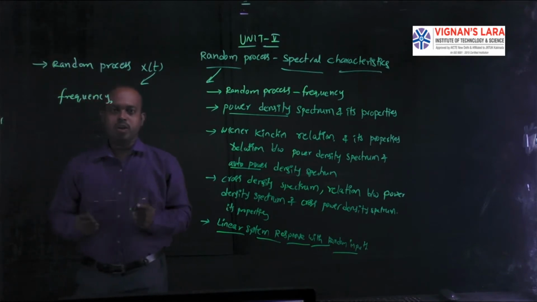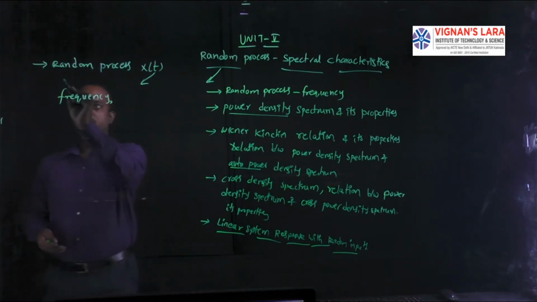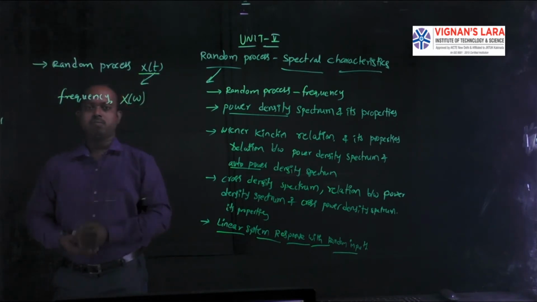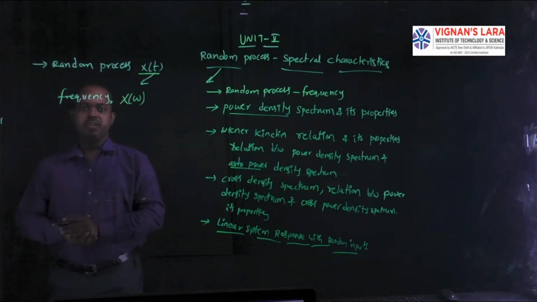Here we have to define the spectral characteristics of a random process x of t. For that, I consider the random process x of t, represented in the frequency domain as x of omega, and its function is also obtained in the frequency domain.